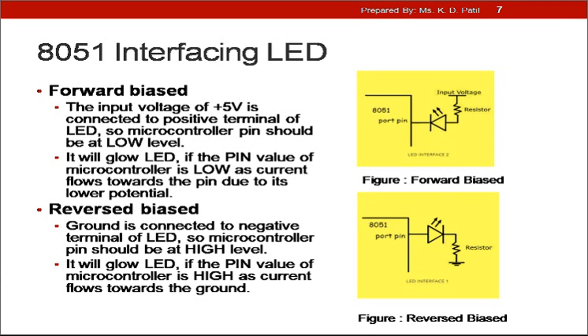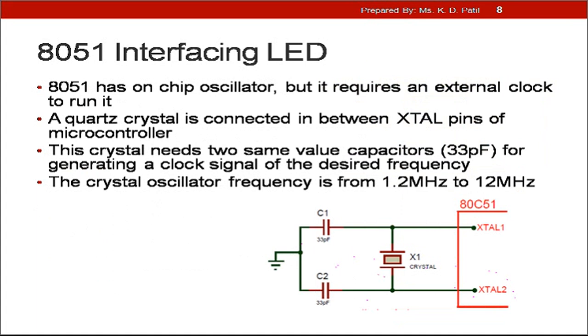Now let us see the third important component. First, we have seen the resistor, why it is required. Second, the two different ways we can flow the current to the LED to make it glow. And the third part is we will require a crystal. As we know, the 8051 has an on-chip oscillator, but it requires an external clock to run it. So this crystal is connected between the XTAL1 and XTAL2 pins of the 8051 microcontroller. We have learned both the pins in unit number 4.